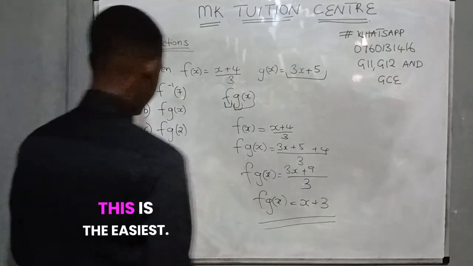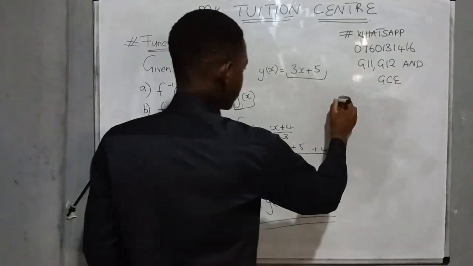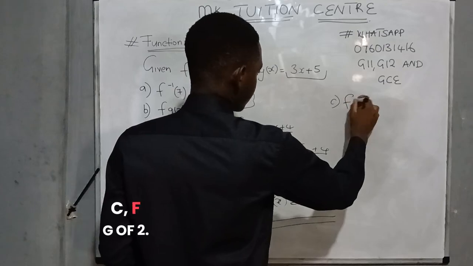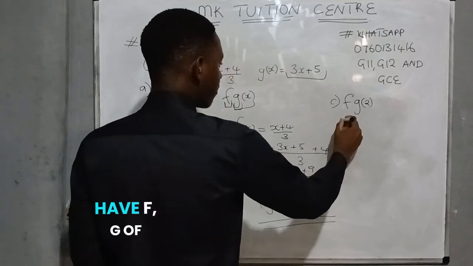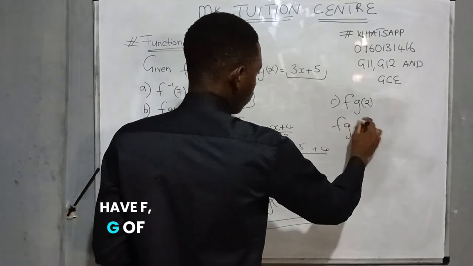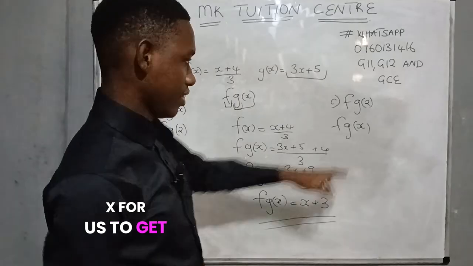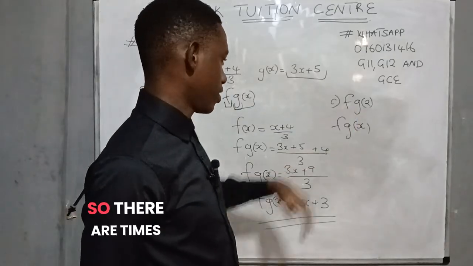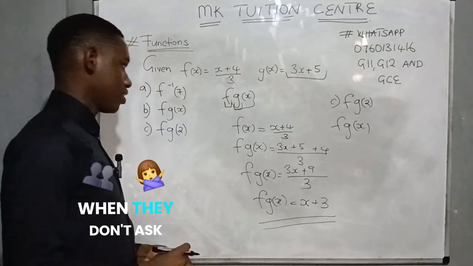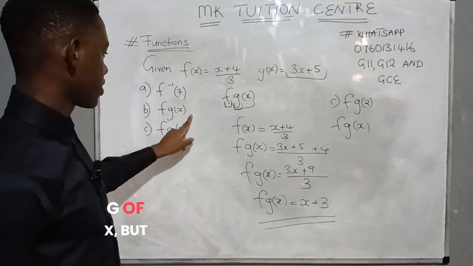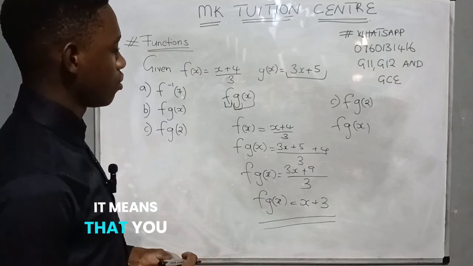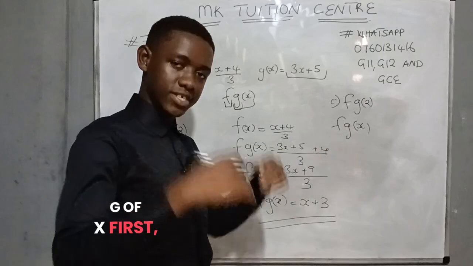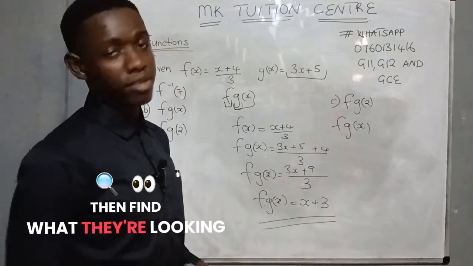Fg of 2, this is the easiest. Fg of 2. So we need to have fg of x for us to get this answer. There are times when they don't ask you to find fg of x, but they ask you to find fg of 2. So it means that you need to find fg of x first, then find what they're looking for.